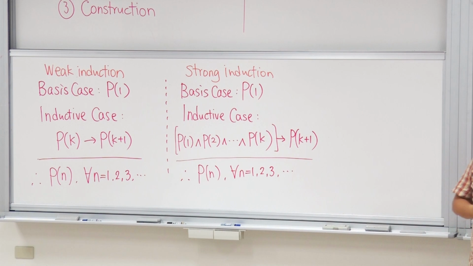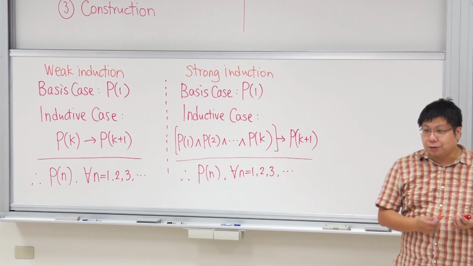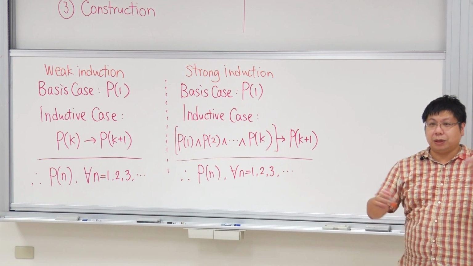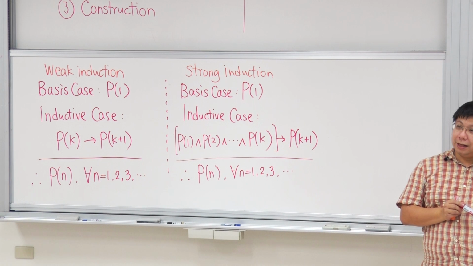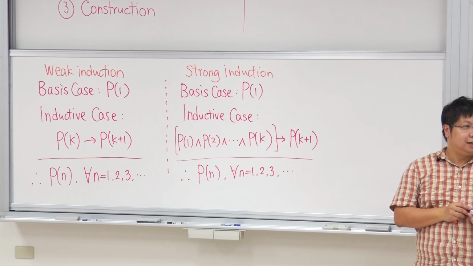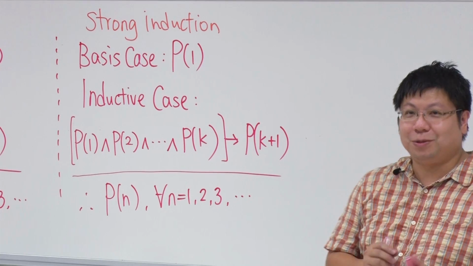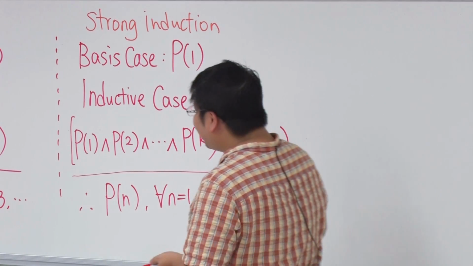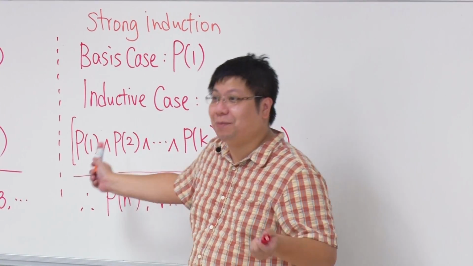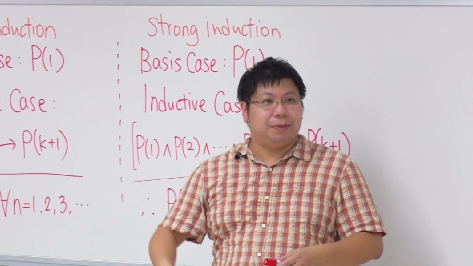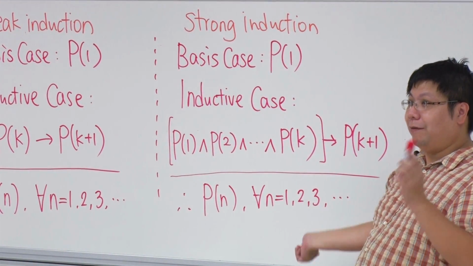So, which one is better? Is weak induction better or is strong induction better? Which one can prove more things to be correct? What do you think? Okay, I'm tricking you. Actually, the power of weak induction and the power of strong induction are the same. So if something can be proven by weak induction, it can always be proven by strong induction, and vice versa.